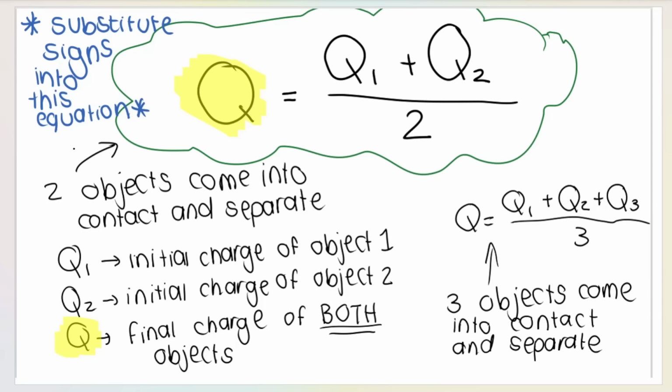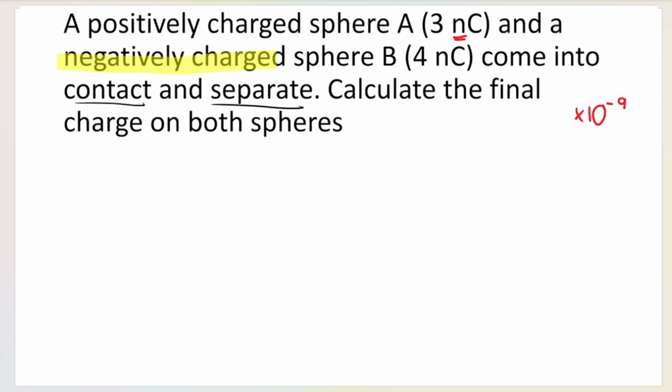And we've been over the formula before. Just remember, if it's 2 objects coming into contact, we divide by 2. If it's 3 objects, it's divided by 3. And as I mentioned earlier, signs are very important to substitute into this equation. So if we have to do this as an example, we've got a positively charged sphere A, 3 nanocoulombs, and a negatively charged sphere B, which would therefore be -4 nanocoulombs. And they come into contact and they separate, and they want me to calculate the final charge on both spheres. Essentially, I need to use this formula because I've got 2 objects coming into contact and separating. So this is the formula that I use.